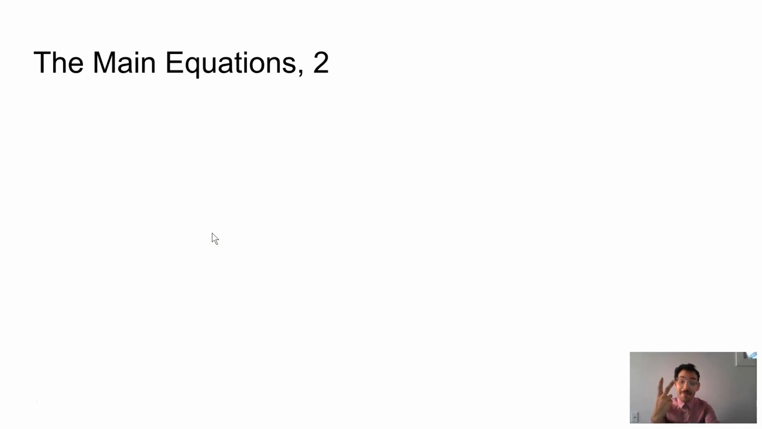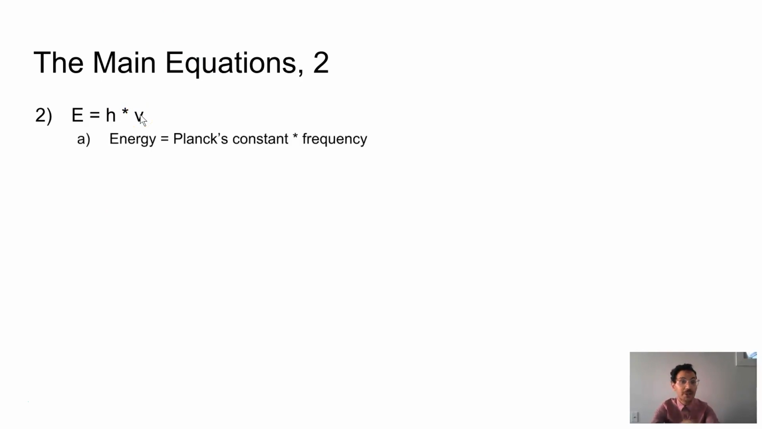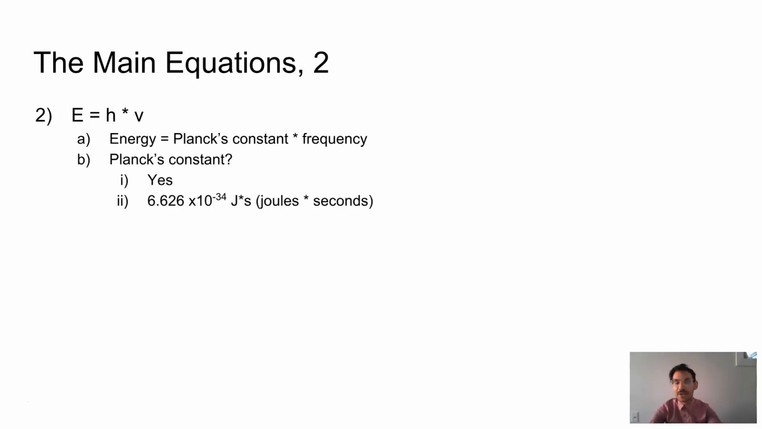Anyway, the second main equation that we're going to use relates energy to frequency. And so this is my energy equals Planck's constant times nu, or frequency, my little v, which we sometimes call a nu. And so here it is written out in words. And what is Planck's constant? Well, it's a constant, yes. And here are the units for it and the number.